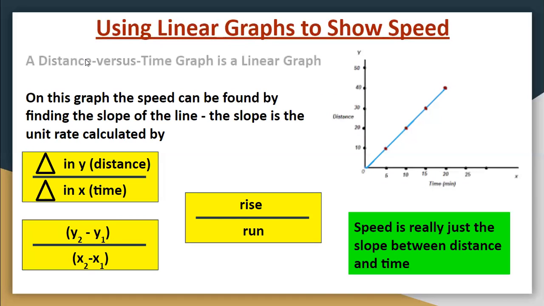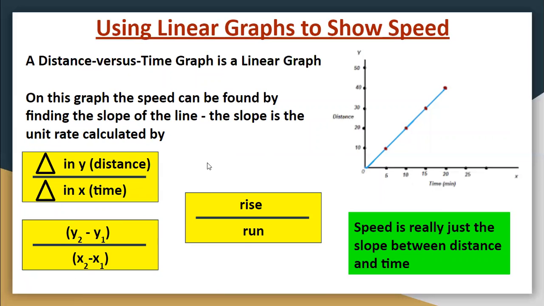Using linear graphs to show speed. A distance versus time graph is a linear graph, and you should be very familiar with linear graphs by now. So on this graph, the speed can be found by finding the slope of the line. The slope is the unit rate calculated by, and we have different ways to calculate it. The change in y, distance, divided by the change in x, time. y2 minus y1 over x2 minus x1 if you pick 2 points on the line, or simply rise over run. So speed is really just the slope between distance and time, and you're very familiar with slope.